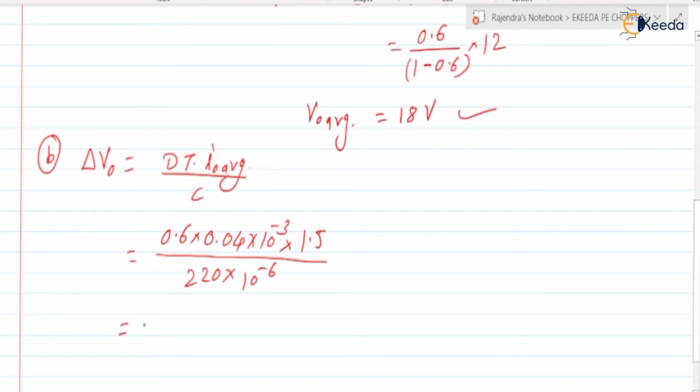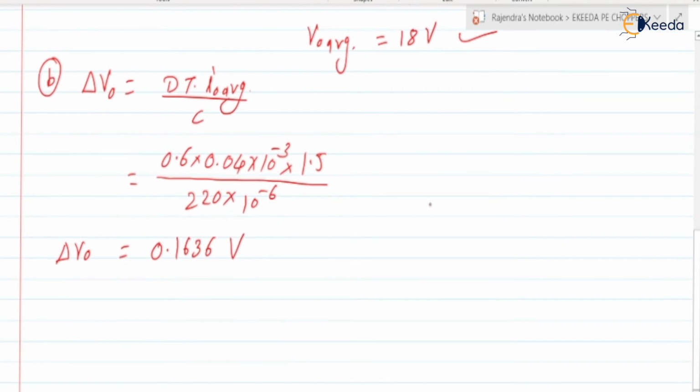So it is 0.6 into 0.04 into 1.5 into 10 to the power minus 3, divided by 220 into 10 to the power minus 6. So it is equal to 0.1636, about 0.163 volt. This is the delta V0 we are having.